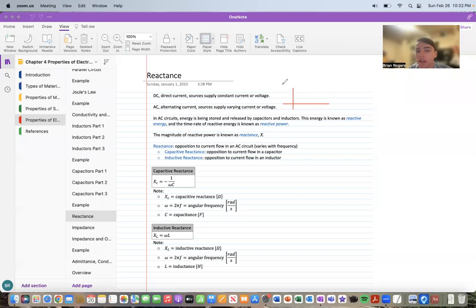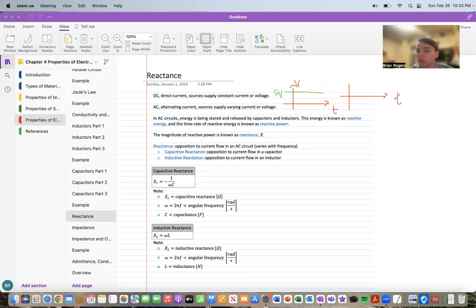DC current provides a constant current or voltage. So you're going to see here, it would either be a constant current or voltage. Let's just say this is like 5 volts DC, and that's what we have right here for our voltage. It remains constant throughout time. It does not change. Alternating current, on the other hand, is going to change with time.